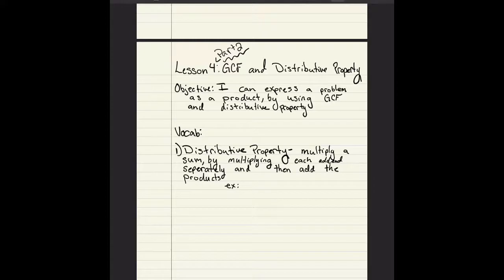So starting off with our objective, I can express a problem as a product by using GCF, which is greatest common factor, and distributive property. So I can express a problem, like an addition problem or a subtraction problem, as a product. A product is the answer to a multiplication problem, so that's where that's from. By using a GCF and distributive property. You should know of the term distributive property, and let's just go over that.